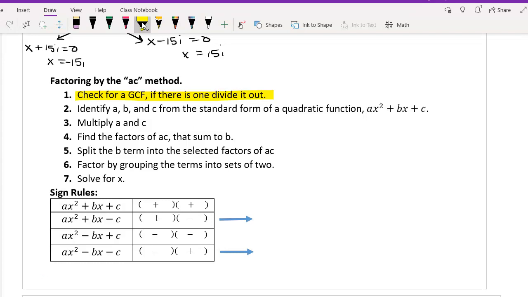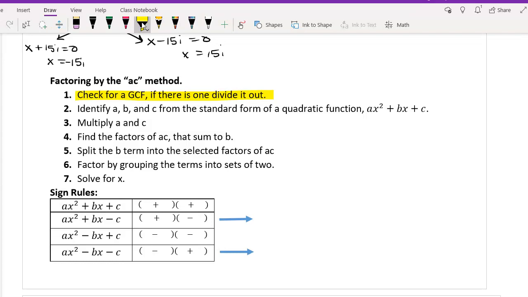All right, then you're going to identify your A, B, and C. You'll multiply A and C. Whatever product you get from A times C, you're going to list all the factors of it and see which of those factors sum to B, aka which of them add to B. Then you'll split the B term into the selected factors of AC, factor by grouping, and then solve for X.